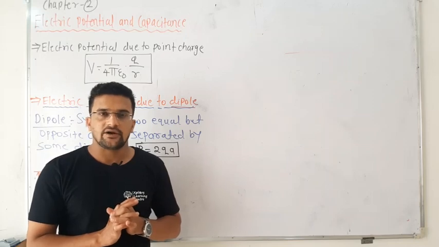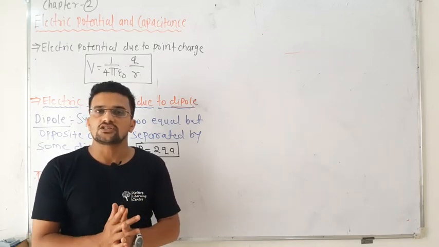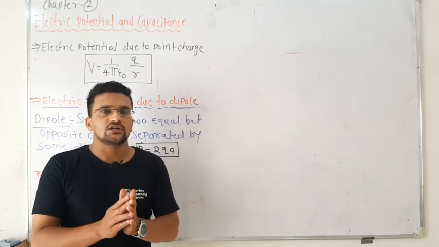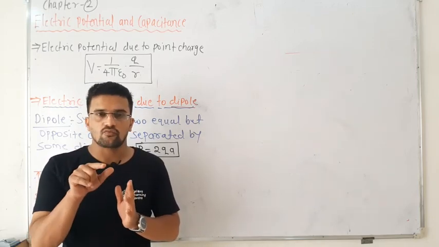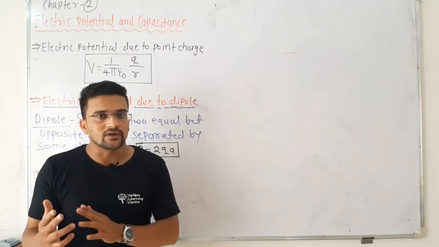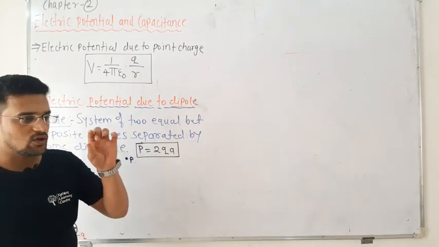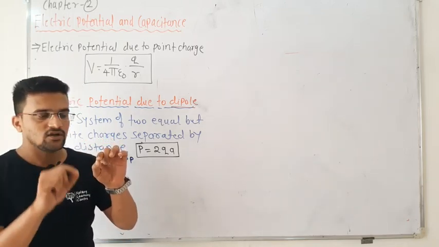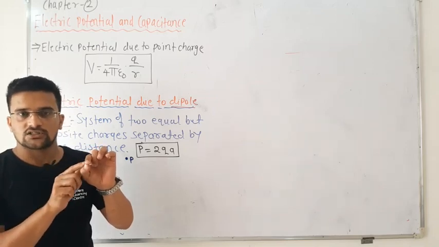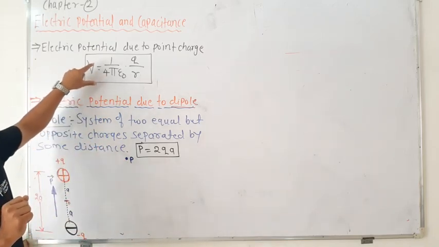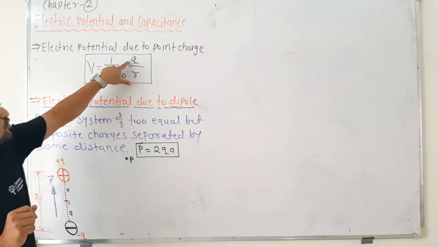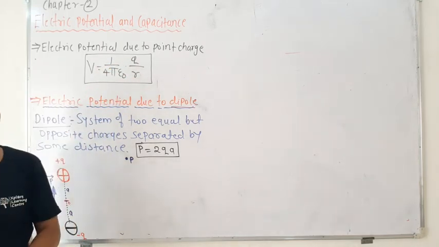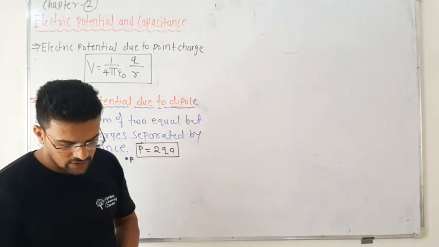Yesterday we derived the electric potential due to a point charge. Unlike the electric field due to a point charge, given by E equals 1 upon 4 pi epsilon naught q upon r square, the electric potential at any distance from the charge is given by V equals 1 upon 4 pi epsilon naught q by r, where q is the respective charge. It is a scalar quantity. These things we have already seen.